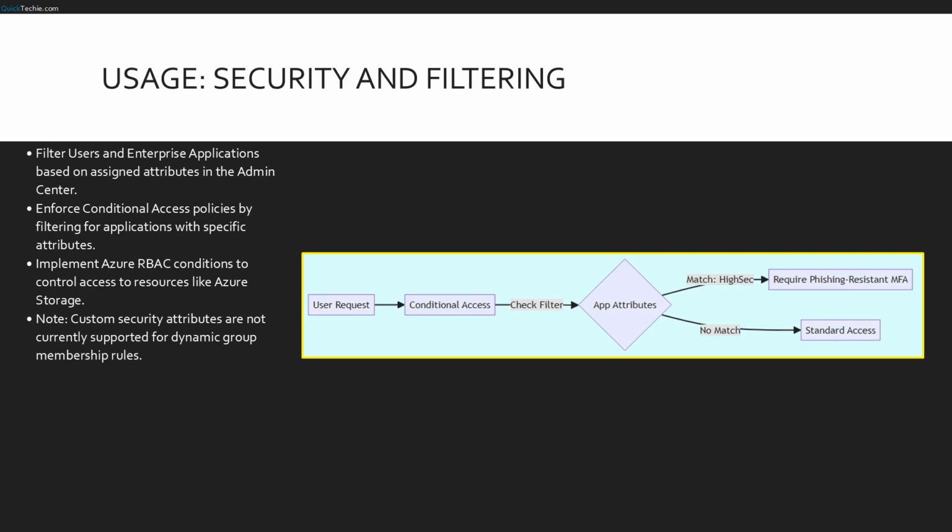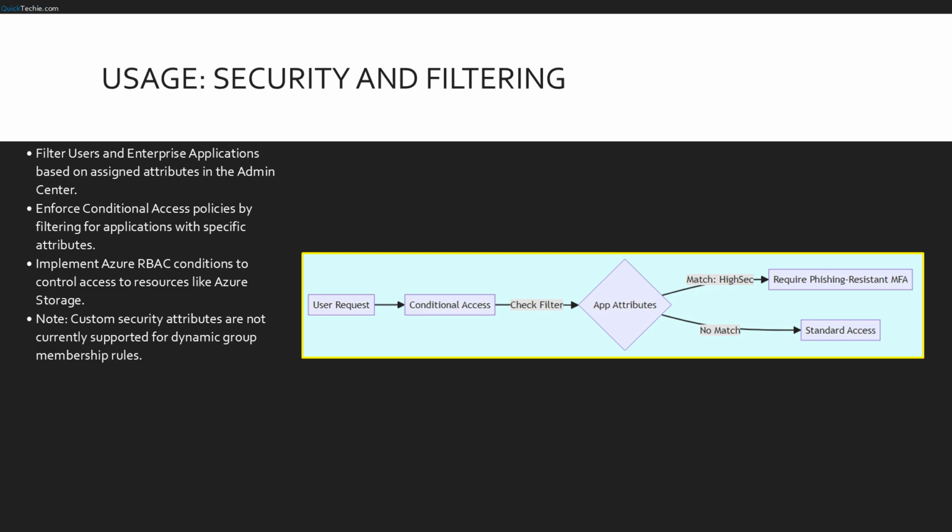The real value of these attributes is realized in their usage. You can use them to filter lists of users or applications in the portal, helping you organize your directory. More importantly, they integrate with security policies. You can build conditional access policies that target specific applications tagged with a custom attribute, such as high impact. You can also use them in Azure RBAC conditions to grant fine-grained access to storage blobs. However, be aware of current limitations. You cannot yet use these attributes to dynamically populate security groups.